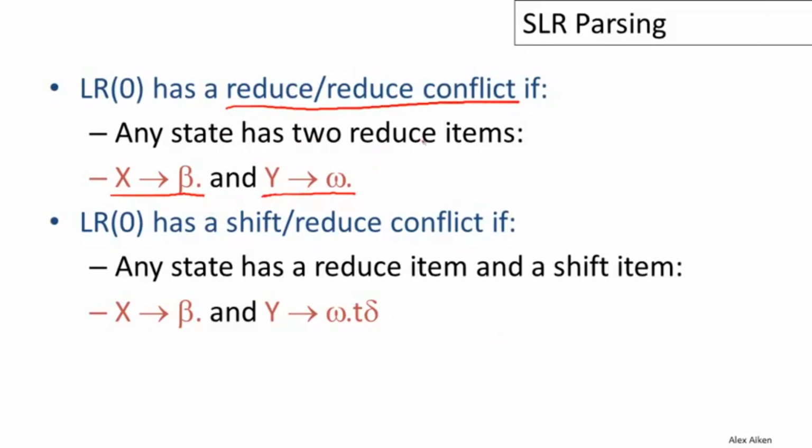So again, this happens if a particular state has two separate items indicating two separate reductions. The other possibility is that the final state of the DFA, after reading the stack contents, might have an item that says to reduce and another item that says to shift. And this is called a shift-reduce conflict. So in this case, there would only be a conflict in a state where t was the next item in the input, but in that situation, we wouldn't know whether to shift t onto the stack or to reduce by X goes to beta.